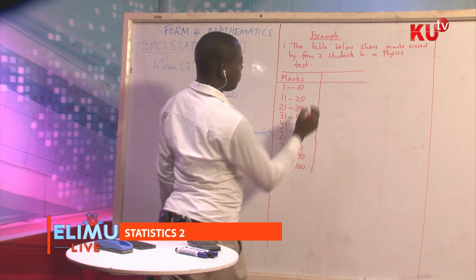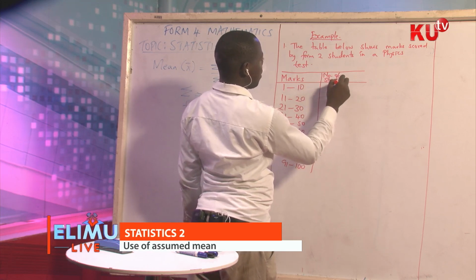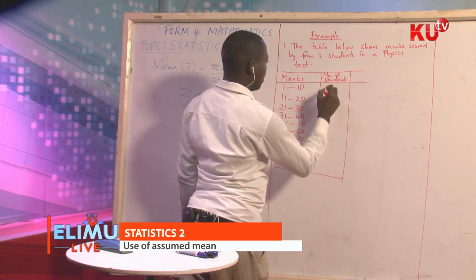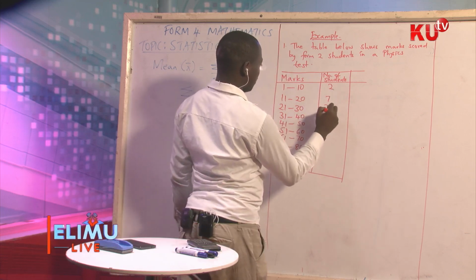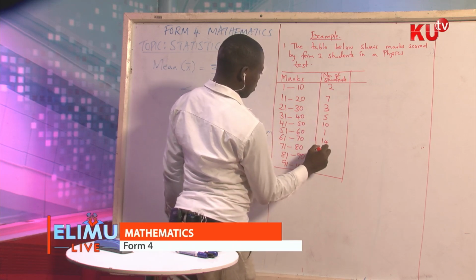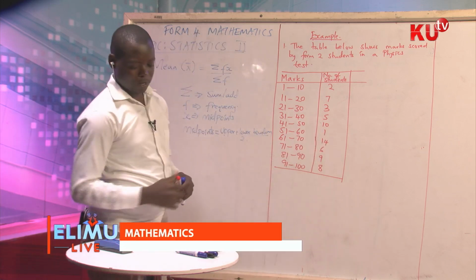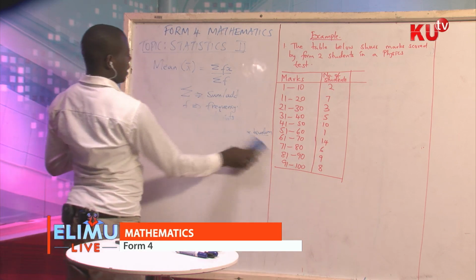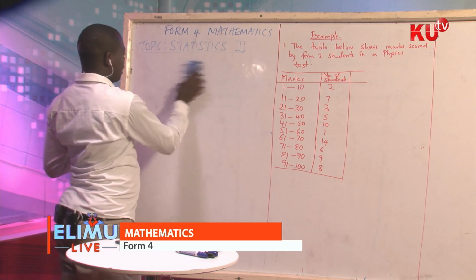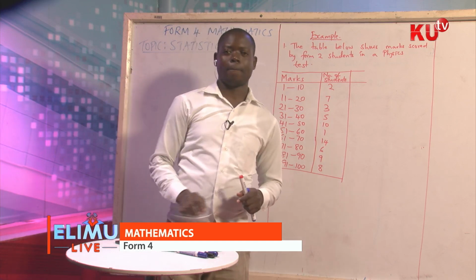And they are distributed as follows. So number of students. The distribution is as follows. We had 2, we had 7, we had 3, we had 5, we had 10, we had 1, we had 14, we had 6, we had 9, and we had 8. That is the distribution of students as per the scores recorded in a physics test.